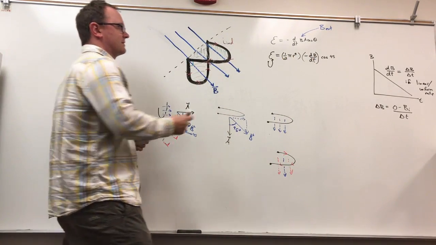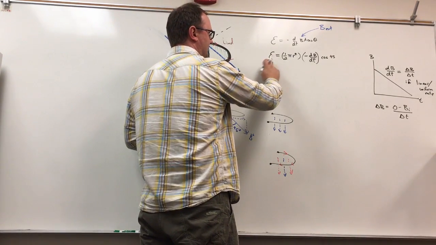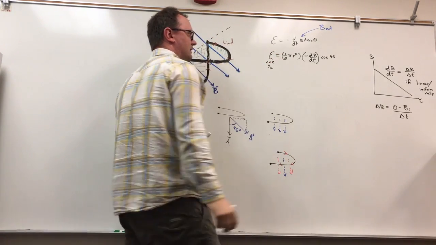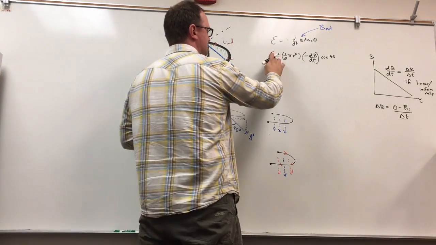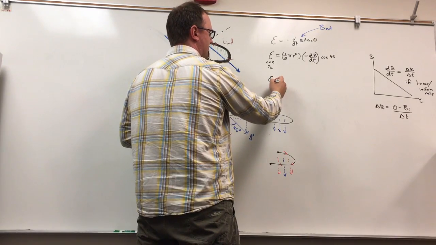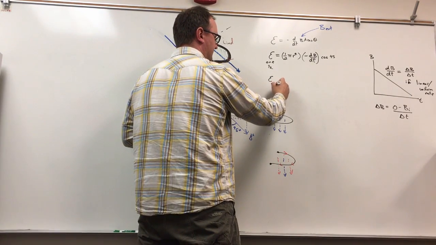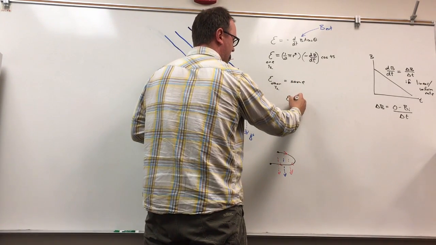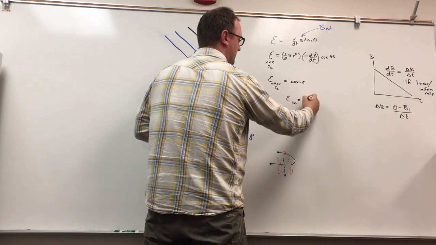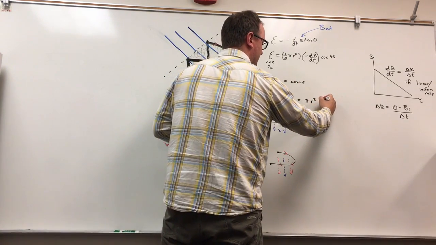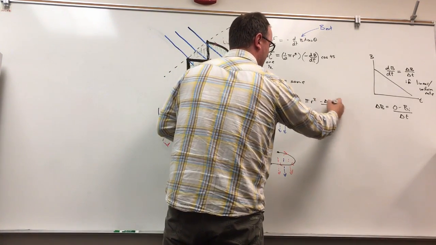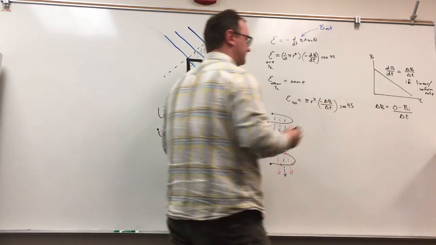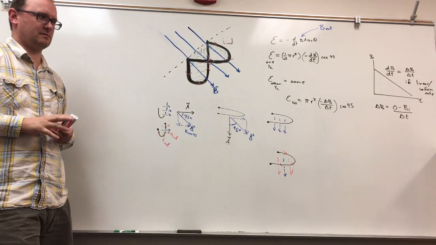So this is the EMF just for half of it. Let's say 1/2, right? And then the EMF for the other half equals the same. EMF total equals pi r squared times minus delta B over delta T times cosine 45. Got it?